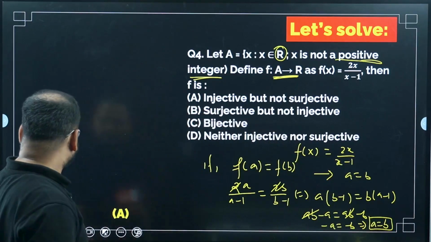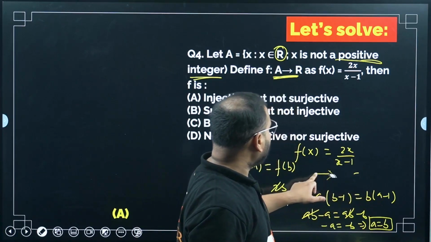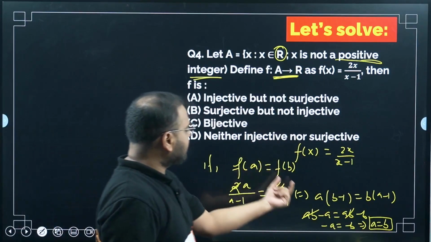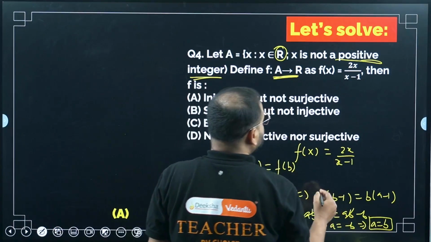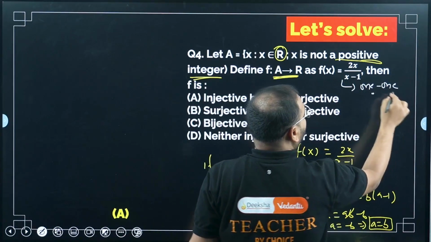Correct? a equals to b. So what I'm getting here, I started from f(a) equal to f(b) and reaching a equals to b. It means it is 1 1, or injective. What about onto?